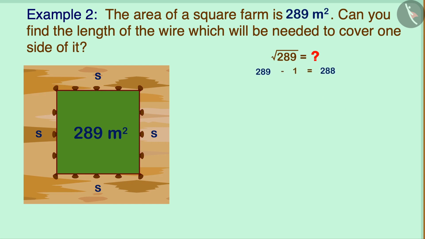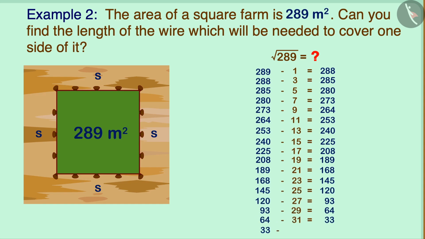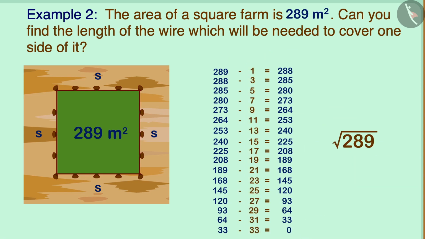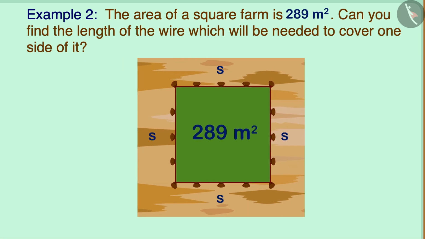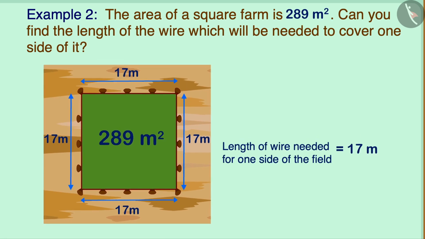289 minus 1 equals 288. Then 288 minus 3 equals 285. Similarly, in the end, 33 minus 33 gives 0. Here we are getting 0 by subtracting 17 consecutive numbers. Therefore, the square root of the number 289 will be 17. Therefore, the length of the side of the square field will be 17 meters. This means the length of the wire to be planted on one side of the field will be 17 meters.